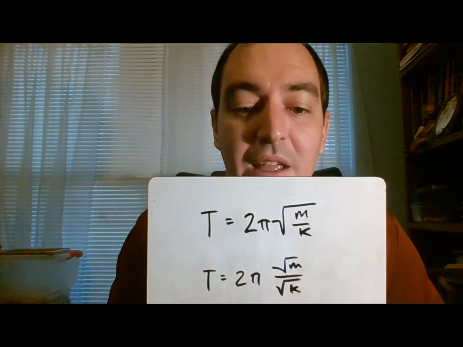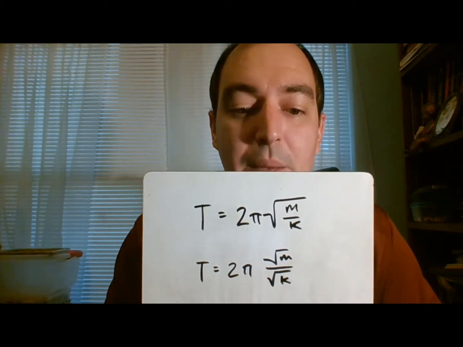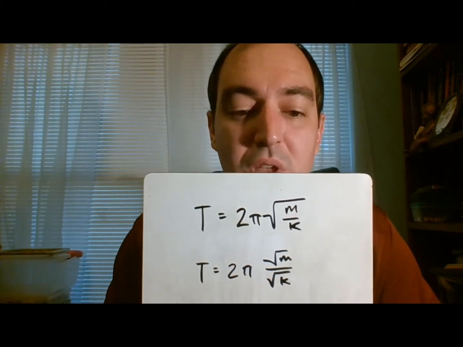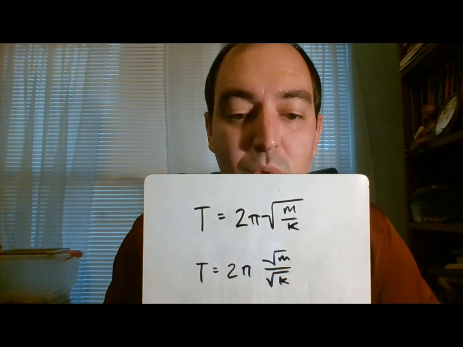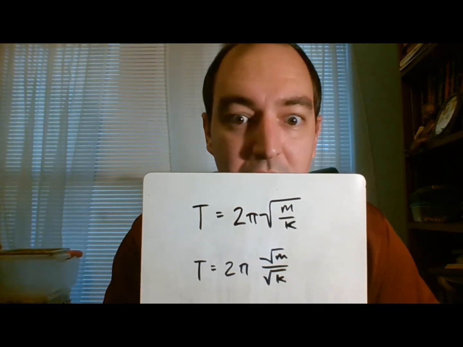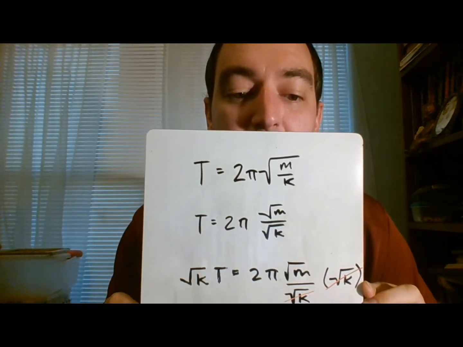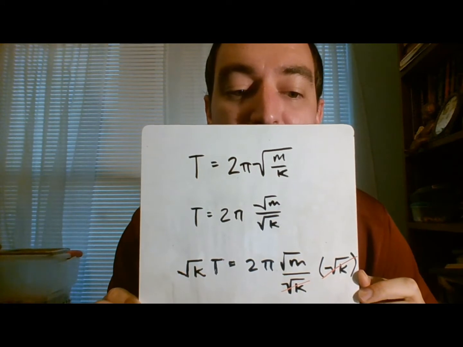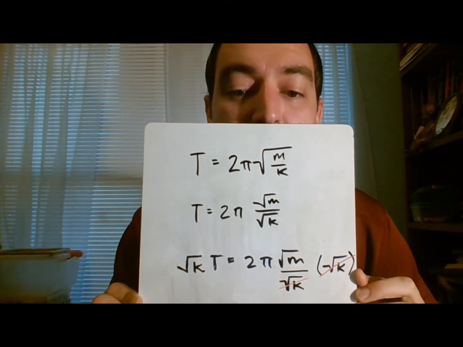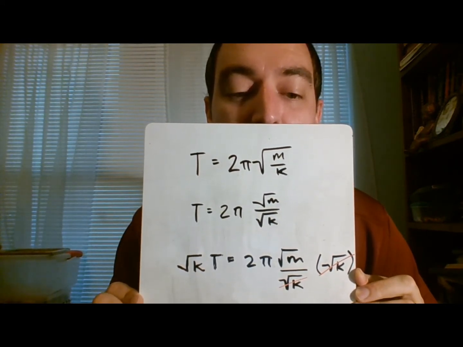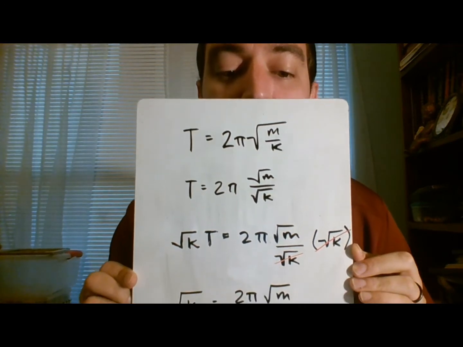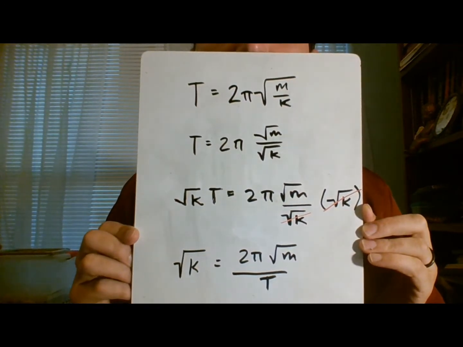So then let's say they asked us to solve for k. The first thing I would do is split those two things apart. That's really the exact same thing: square root of m over square root of k is the same thing as square root of m over k. And we're going to separate that because I just want the k. So what I'll do then is multiply each side by square root of k to move that square root of k over to the other side. And I'm doing that to isolate it. So now all I have to do is get rid of that period, and when I get rid of that period, I move the T to the other side.